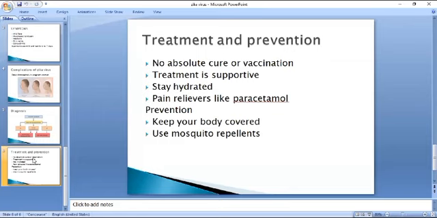As far as the prevention is concerned, you need to keep your body covered as it is transmitted through mosquito bite. You have to use mosquito repellent. As we all know, prevention is better than cure. So this was all about Zika virus. I hope this helps with your understanding of Zika virus.